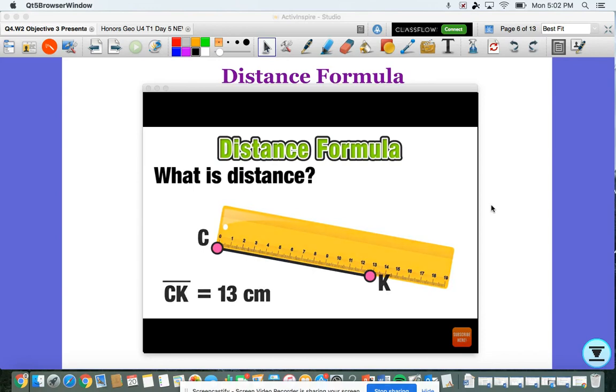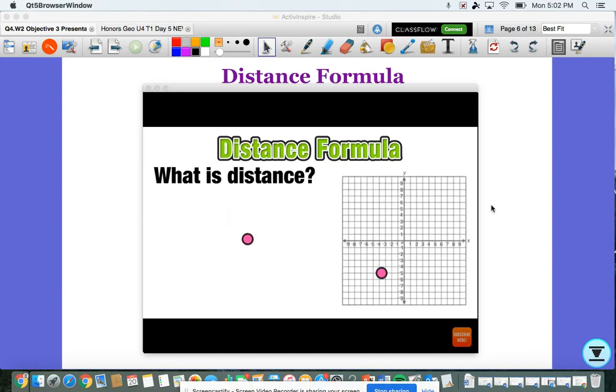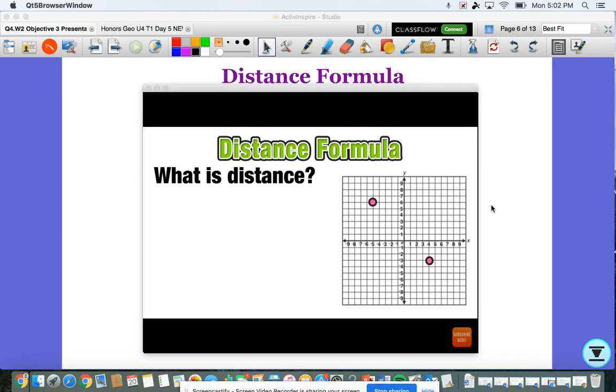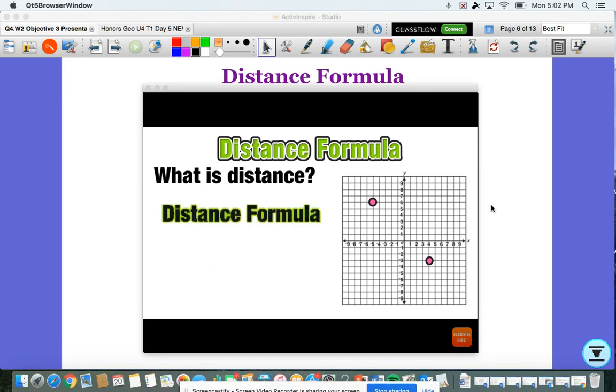And we are going to extend this idea of finding distance between points on the coordinate plane. Please note that distance is a measure of length, the words are interchangeable, and distance is measured in units. Finally, when finding distances on the coordinate plane, our tool is not going to be a ruler, but the distance formula. So let's go ahead and learn how to use the distance formula.